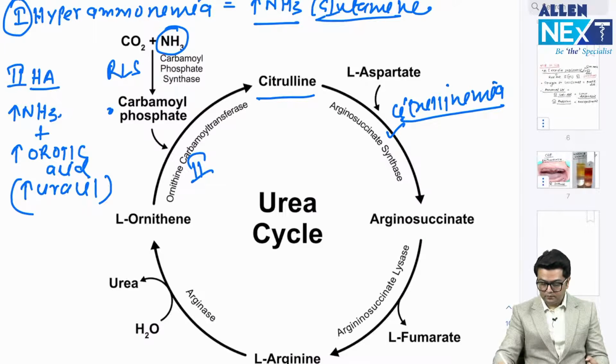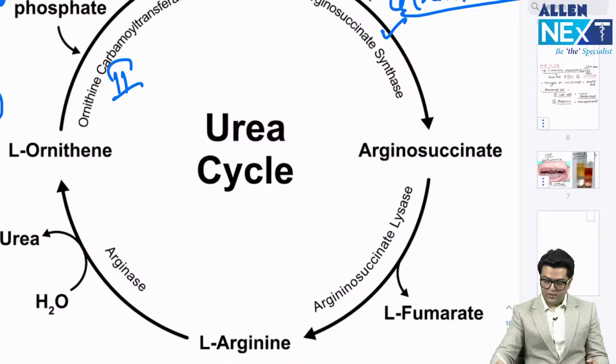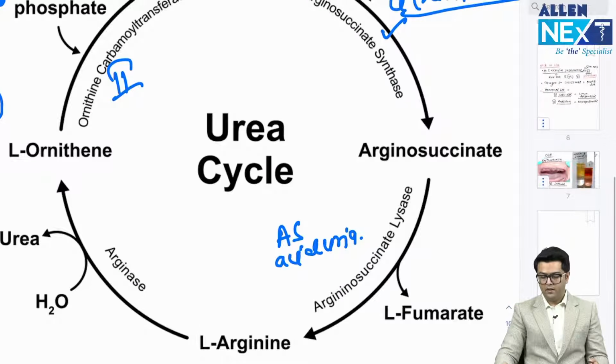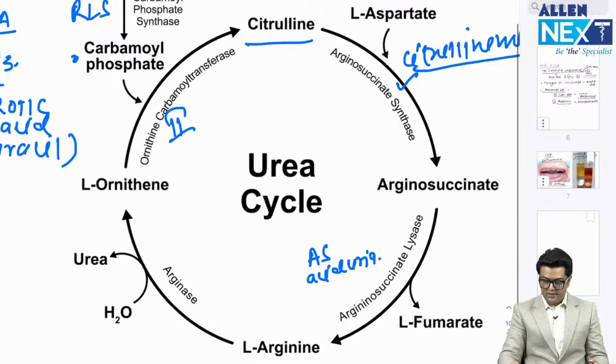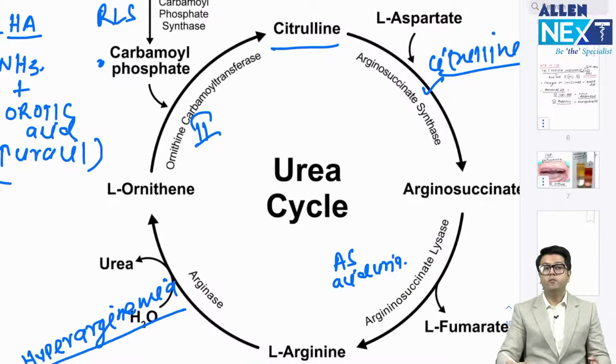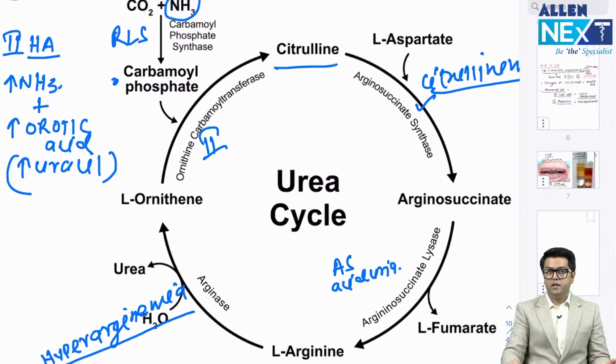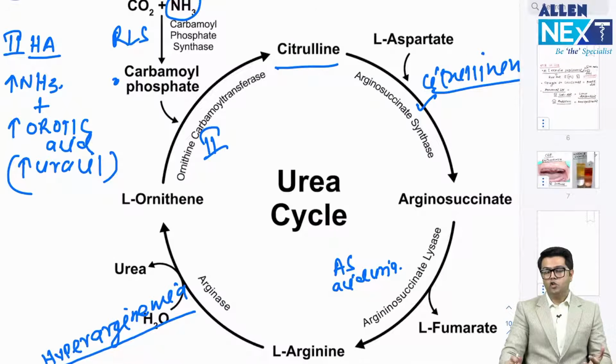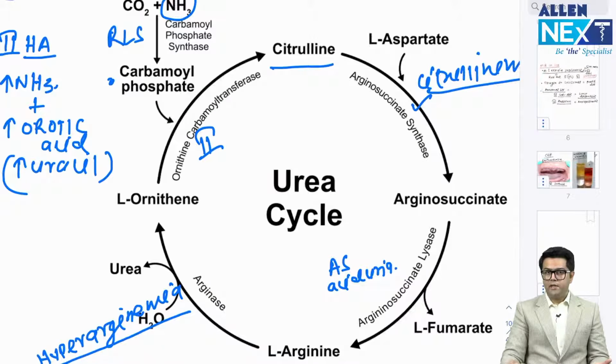And then next is argininosuccinic aciduria. If this enzyme is missing, that is argininosuccinate lyase, then argininosuccinic aciduria. Fine. And if the next enzyme, that is arginase, is missing, then this disorder is called hyperargininemia. But in this case, there will be no ammonia toxicity because arginine is an amino acid which is highly soluble in water. So the arginine levels may accumulate, but obviously it is far away from the first step, that is ammonia. So there is no hyperammonemia.